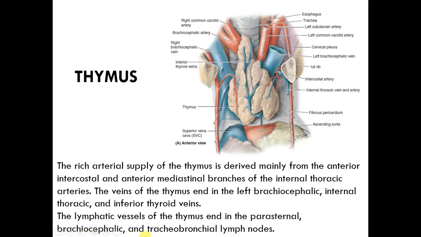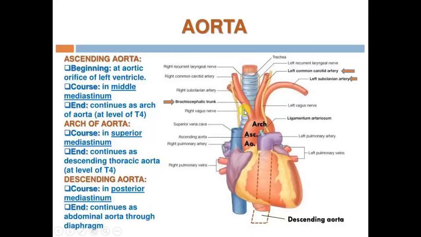The lymphatic vessels of the thymus end in the parasternal, brachiocephalic and tracheobronchial lymph nodes located in this region. Then is the aorta. In the superior mediastinum, the ascending, arch and descending aorta are described.